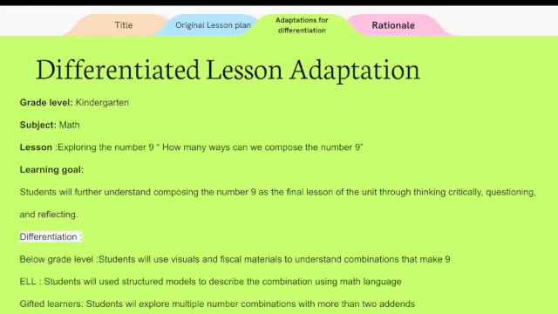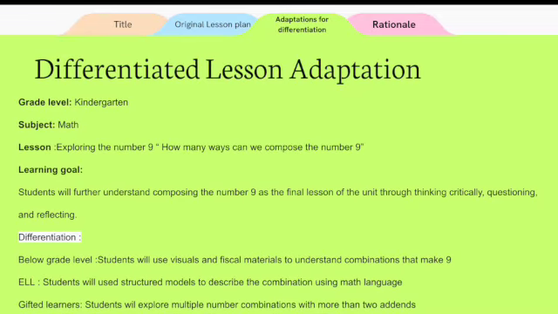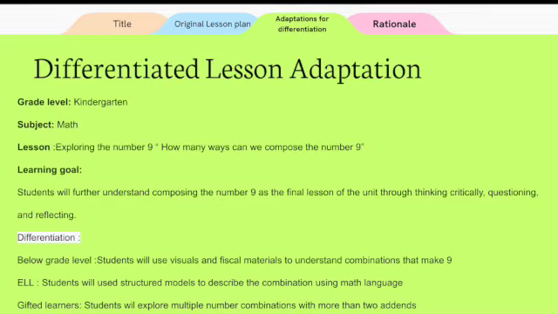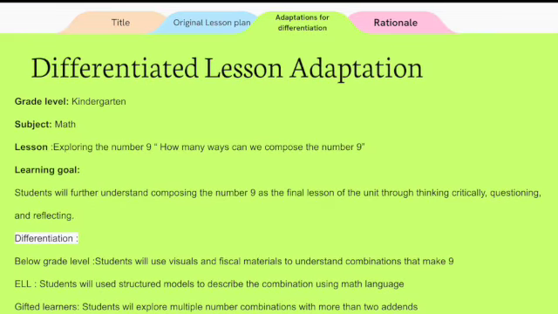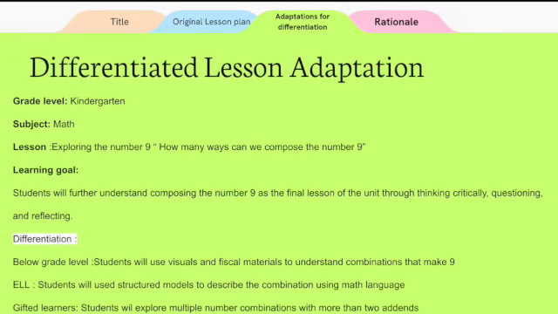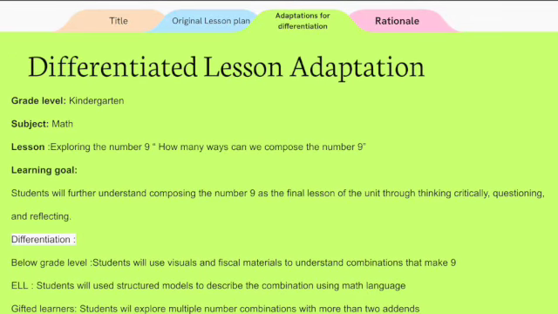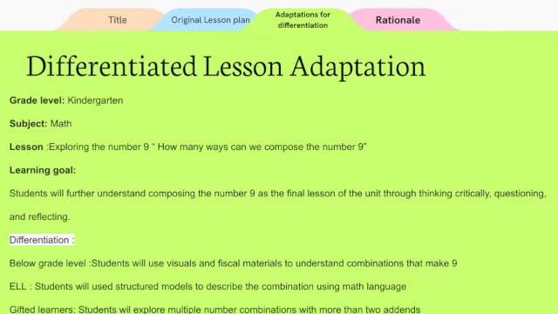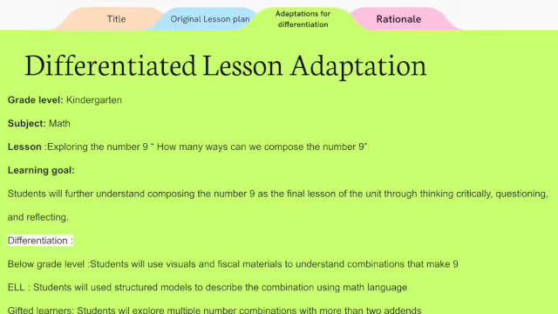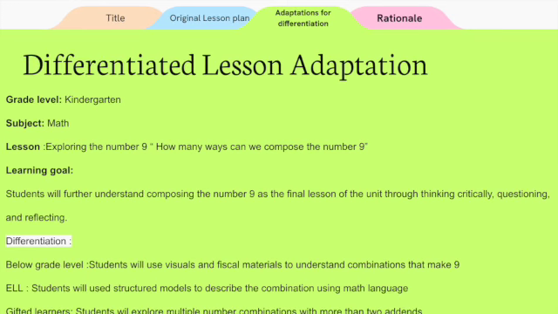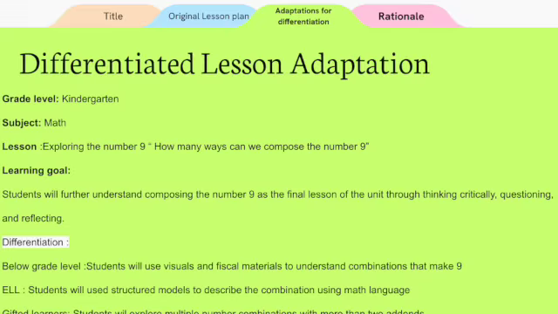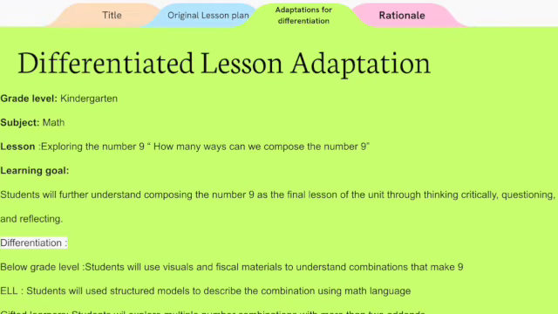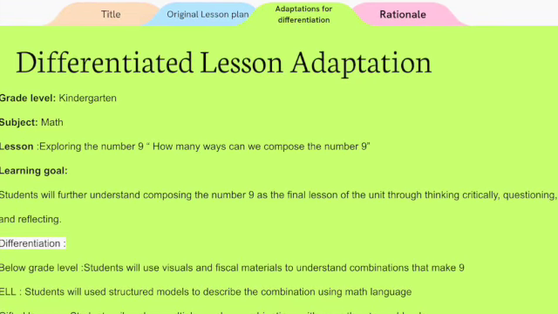Okay, so for the following, we are going into the differentiated lesson plan adaptations. I'm going to be going over the stuff that we already discussed, kind of an overview, and focusing more on the differentiation aspects that I added throughout the lesson. So once again, kindergarten math, we are trying to see how many ways we can compose the number 9, and our learning goal is that students will further understand composing the number 9 as the final lesson of the unit through thinking critically, questioning, and reflecting.